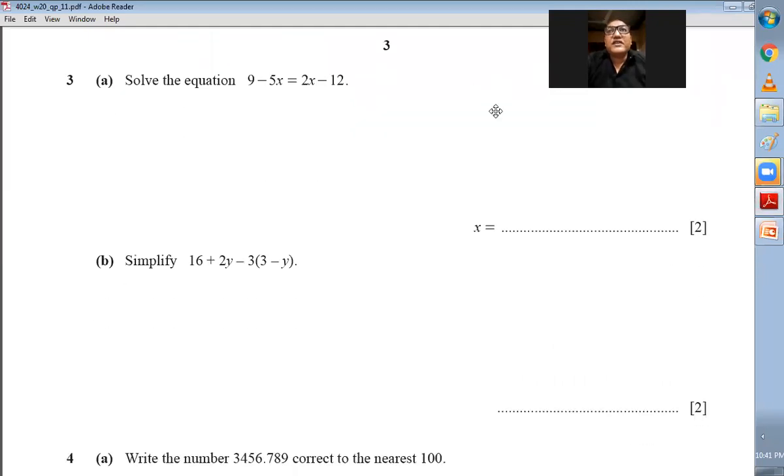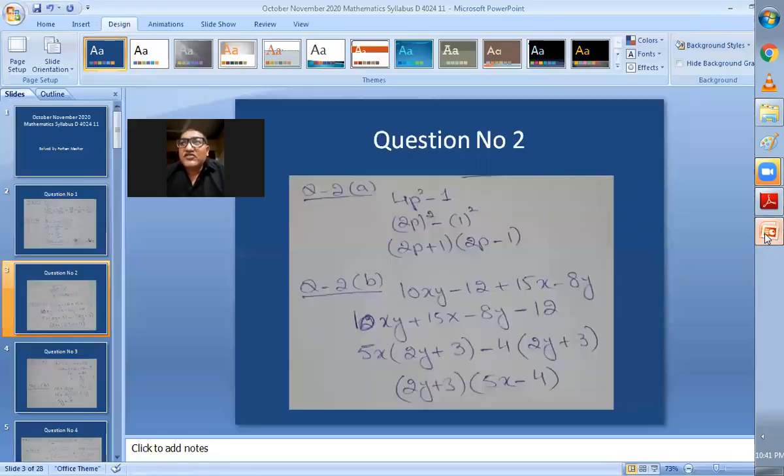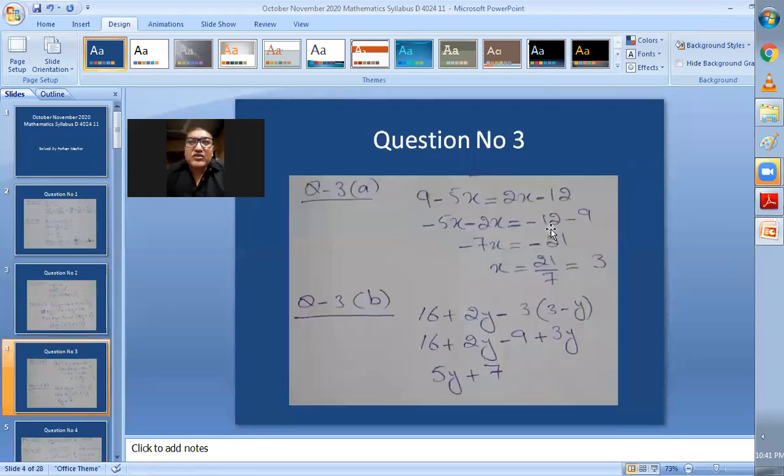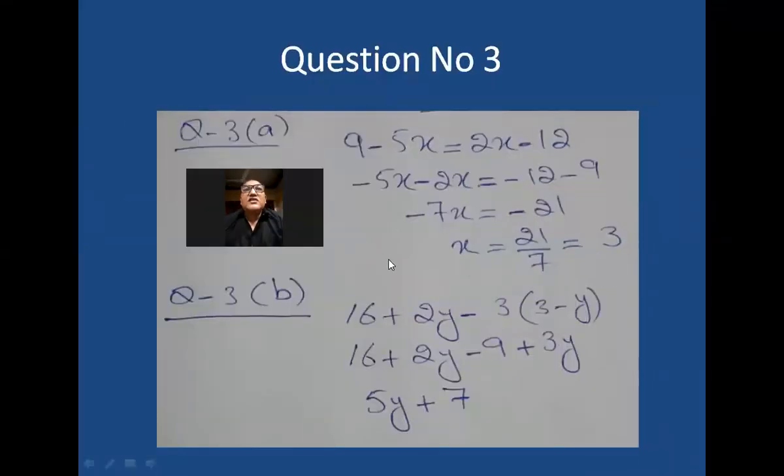Question number 3 is showing on your screen. It says solve the equation 9 minus 5x equals 2x minus 12. And it's very easy. See, there is only one issue, that the x is on both sides of the equal sign. So I will bring all the terms which have x on the same side. So you have 9 minus 5x equals 2x minus 12.